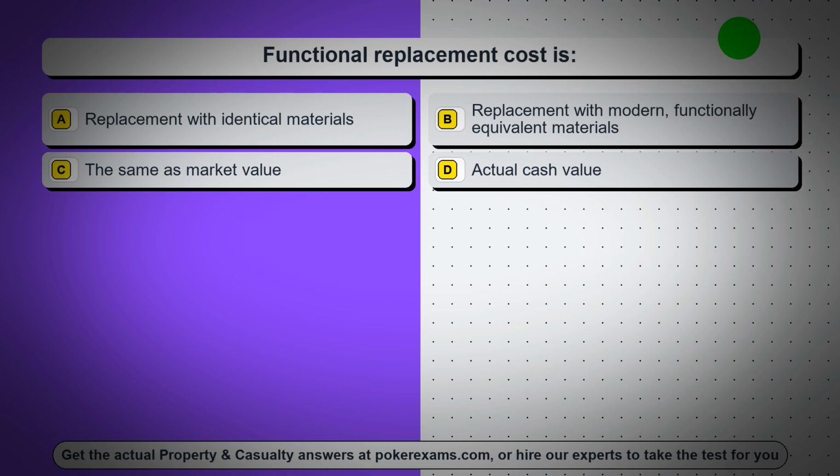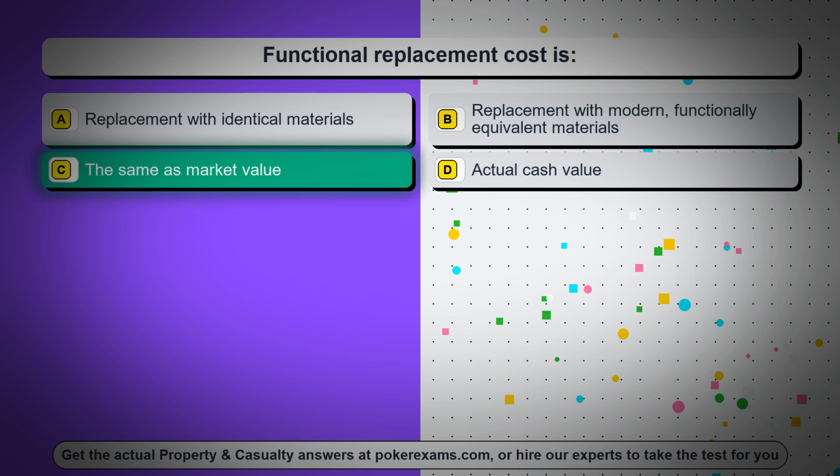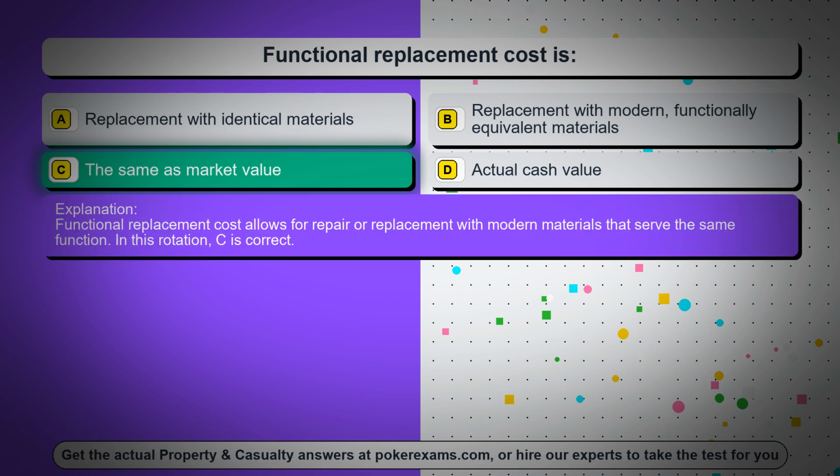Question 70. Functional replacement cost is: option A, replacement with identical materials, option B, replacement with modern, functionally equivalent materials, option C, the same as market value, option D, actual cash value. The correct answer is option C, the same as market value. Functional replacement cost allows for repair or replacement with modern materials that serve the same function. In this rotation, C is correct.